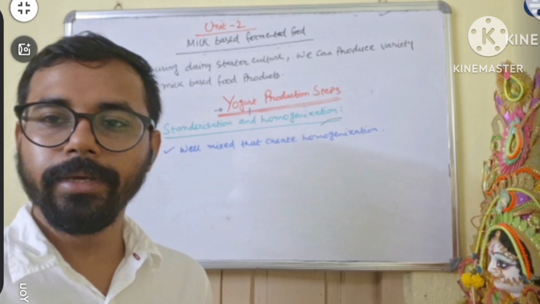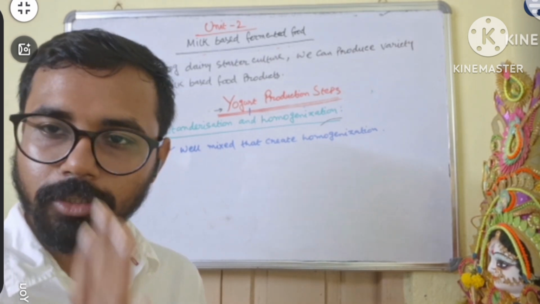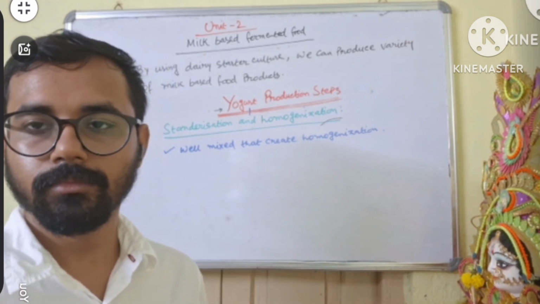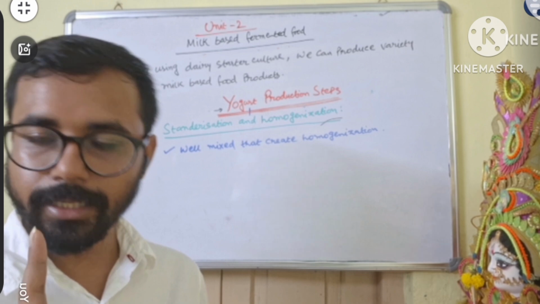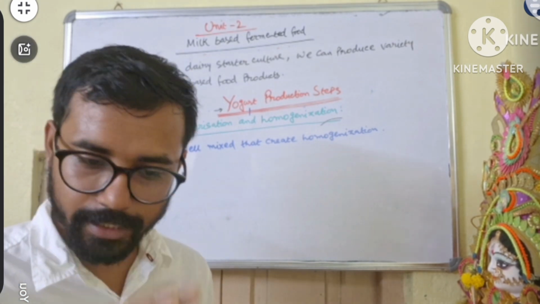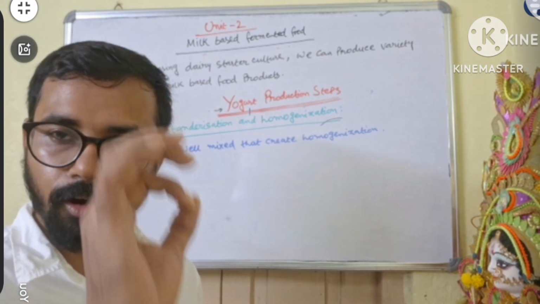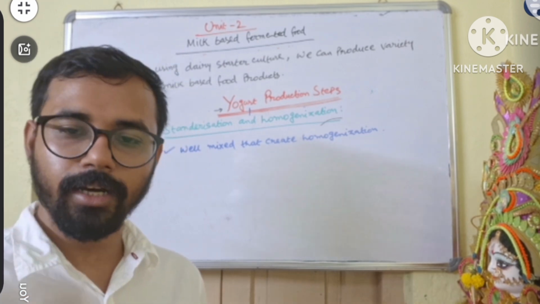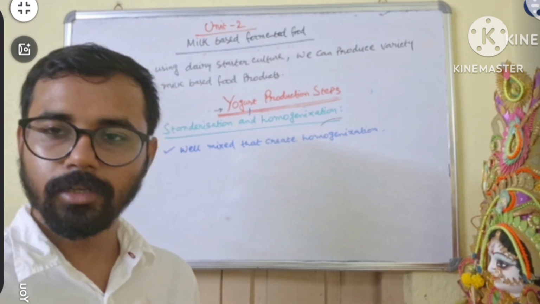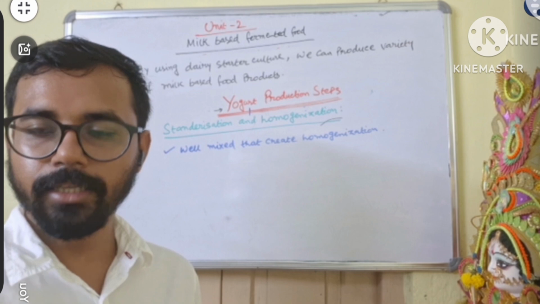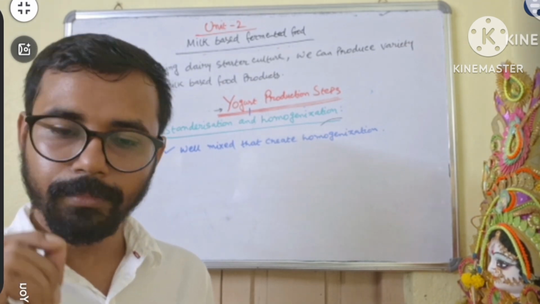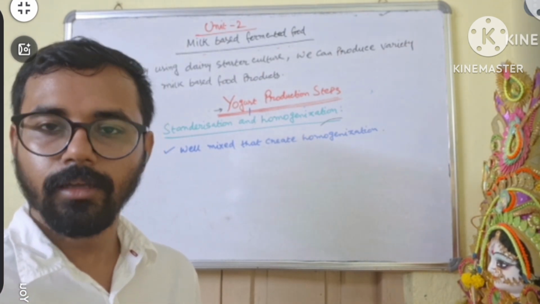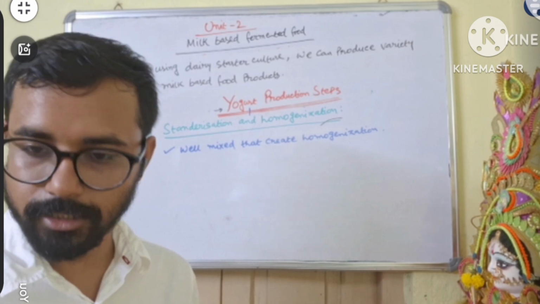So if we do mixing properly, then it will become homogenized milk. So mixing is needed after the standardization process. After all the standardization steps, after adding flavor, gum, etc., whatever you are going to add, after addition of everything you need a proper mixing, right? So that creates homogenization.